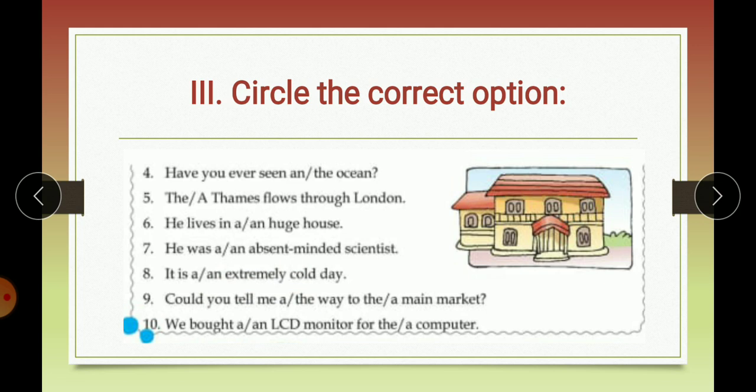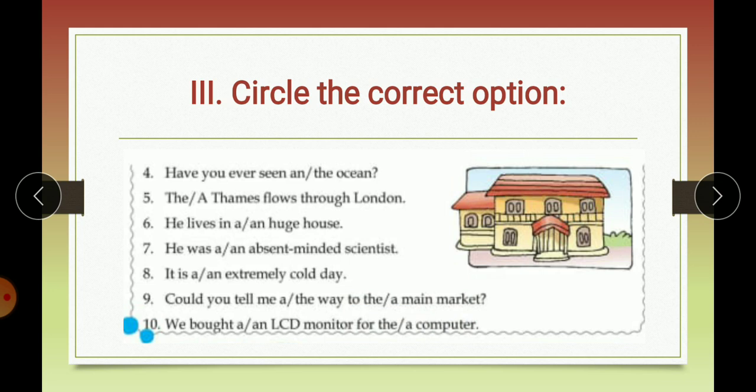Ninth one: could you tell me a way to a main market, or could you tell me the way to the main market? The answer is the in both the cases. The way to the main market, because main market is one, it's particular, and the way we are asking about is the correct way.